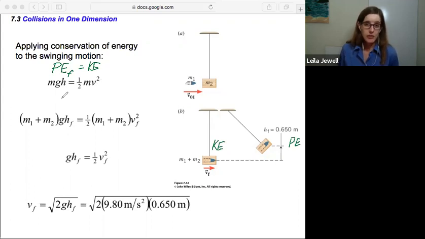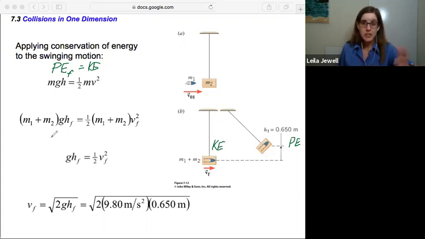Now we have to be careful here. What masses are we talking about? Well, we're talking here about post-collision, right? In the middle is the collision. This is all the swinging. If it involved the collision, we wouldn't be able to use conservation of energy because we lose energy in the collision. But now that the collision's happened, we're able to conserve energy.